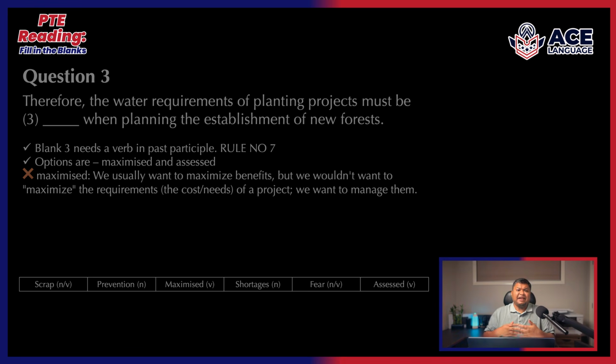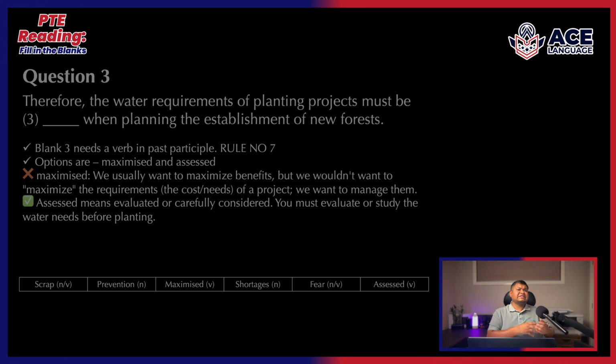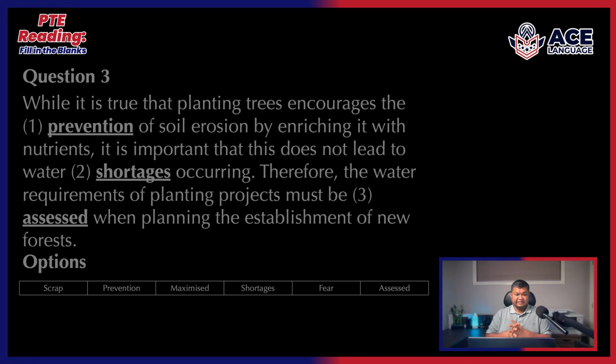That means, see, I want to do something good, right? I want to plan a forest. I want to plant trees. That's a great thing. But I should not maximize the requirement. I should maximize the number of trees, but not the requirement, right? So when I'm actually planning that, I do not want to maximize. Rather, I want to assess. I want to see what can happen, how much water is needed, or how much other resources are needed, right? So the answer here is assessed, right? So the final answers are prevention, shortages, and assessed. I hope your answers are pretty clear.